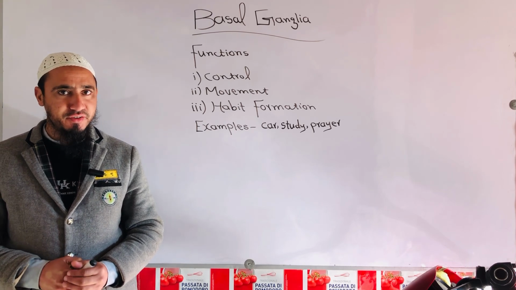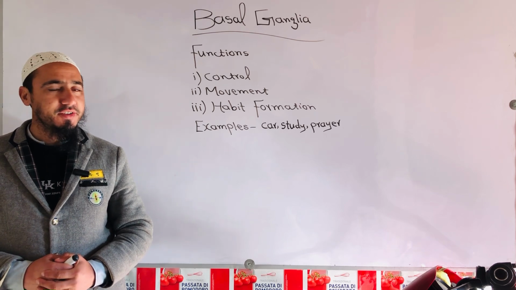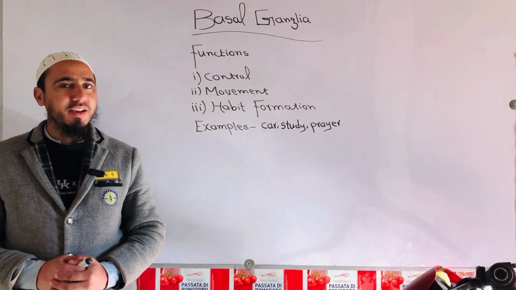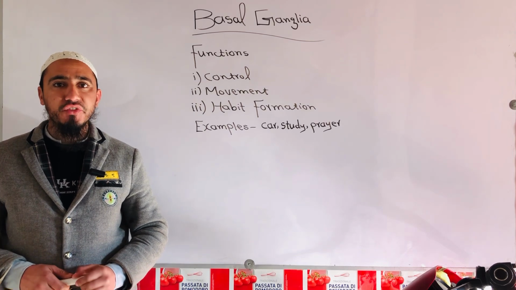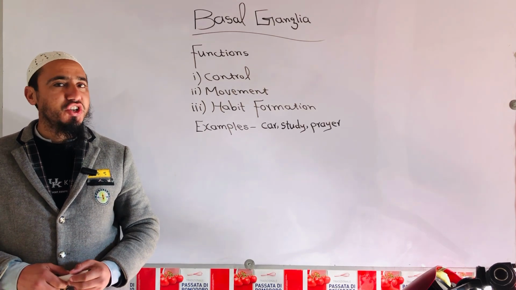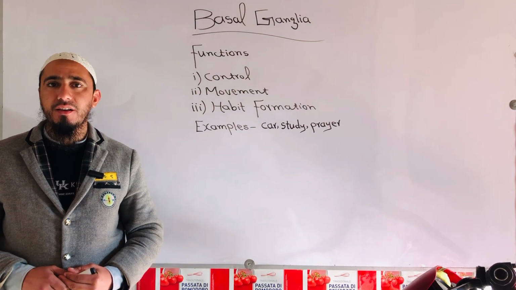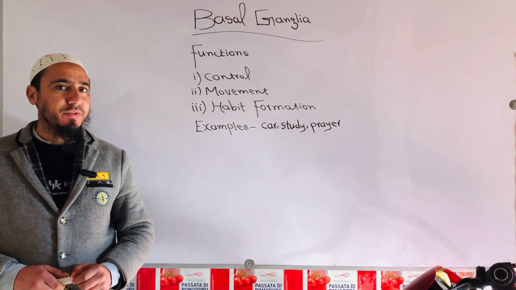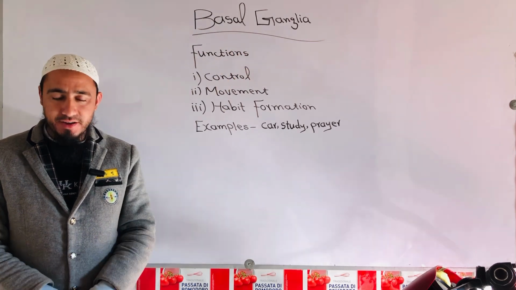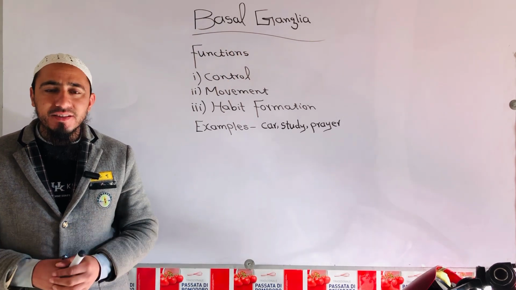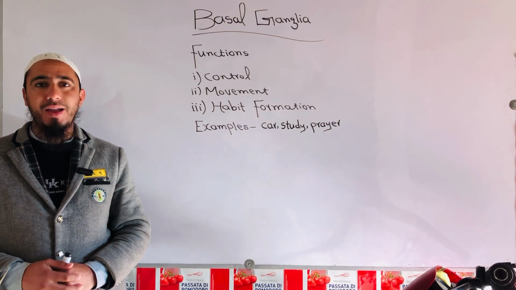Honorable listeners and respectable audience, you know that we have started a series of linguistics. In linguistics, we have commenced the chapter that is known as neurolinguistics. Neurolinguistics is the study of the relationship between brain and language. Today, I am going to teach you about the basal ganglia. What is the basal ganglia? What are the various functions of the basal ganglia?